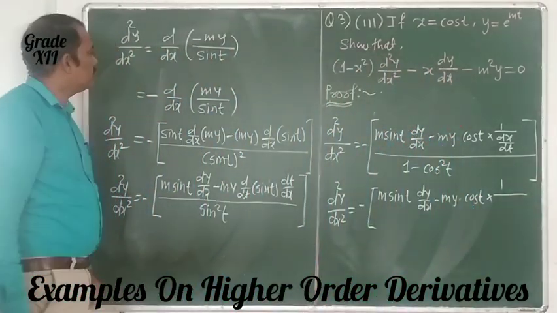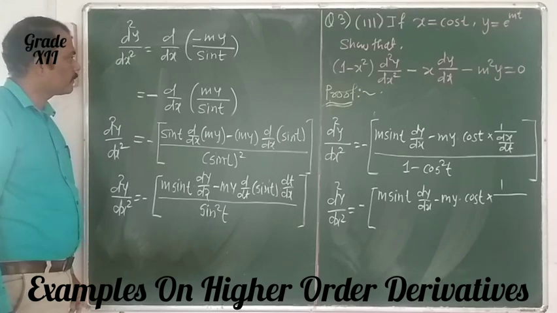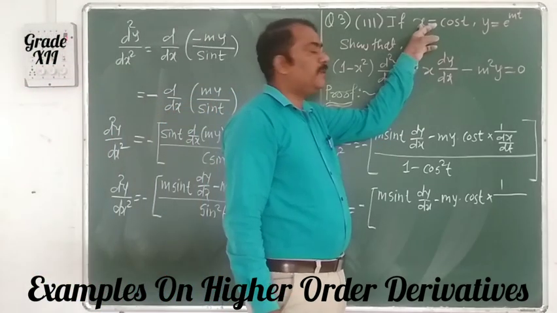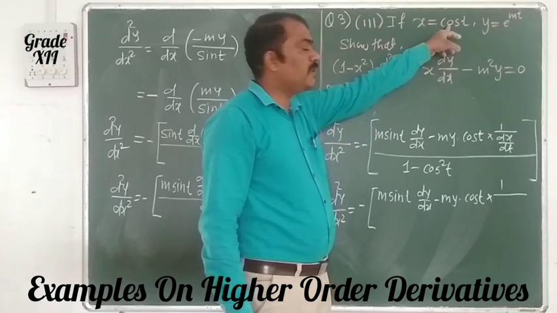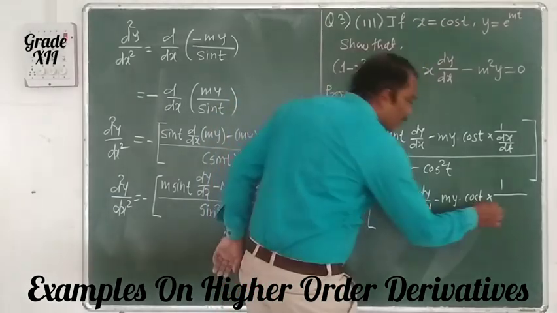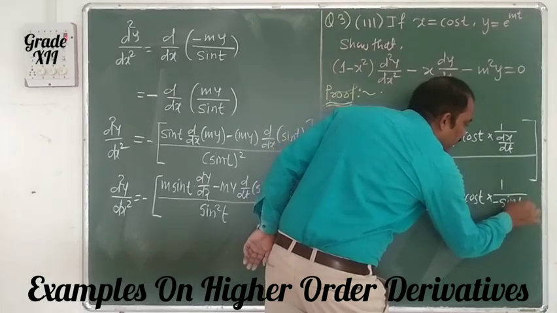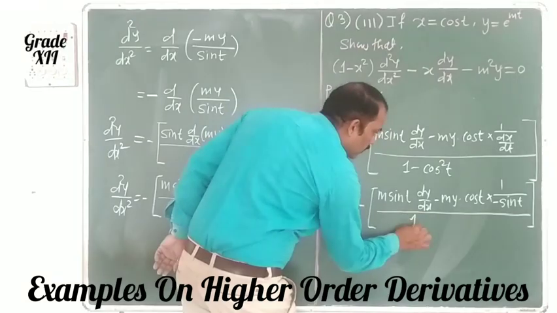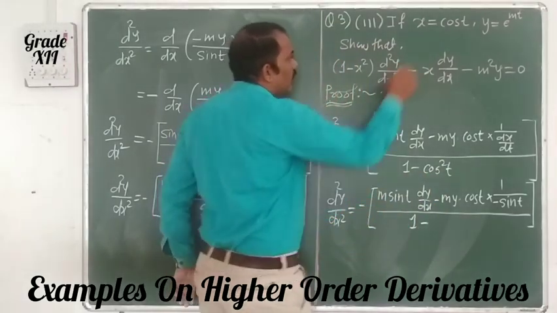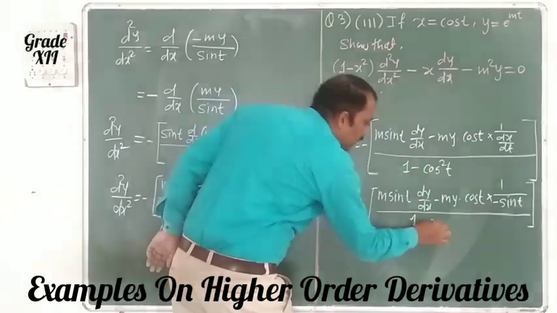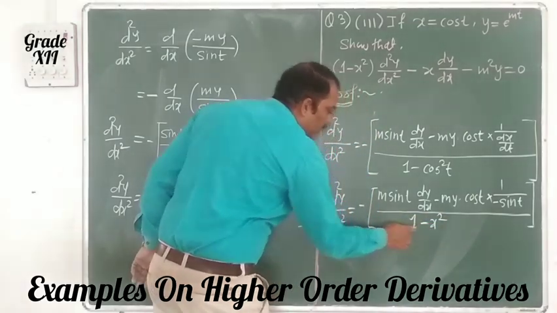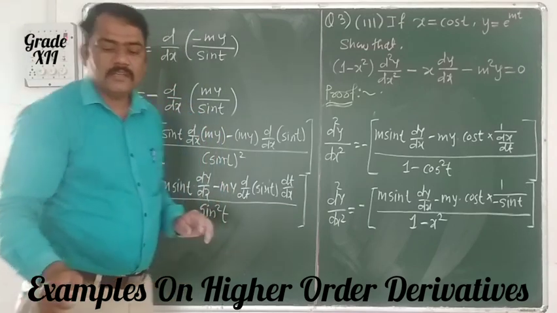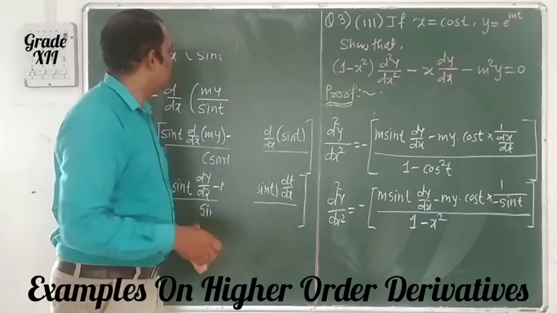What is the value of dx by dt? Dx by dt means differentiation of x with respect to t, that is differentiation of cos t, which is nothing but minus sin t, divided by 1 minus cos square t. Cos t is nothing but x, so that we get x square. Now take this denominator on this side, on the LHS.